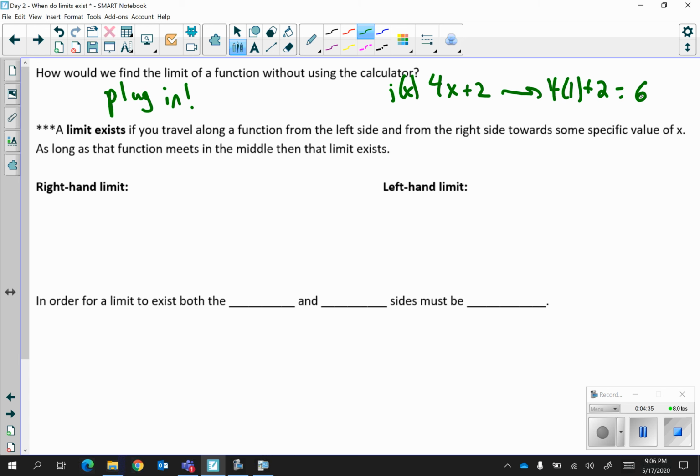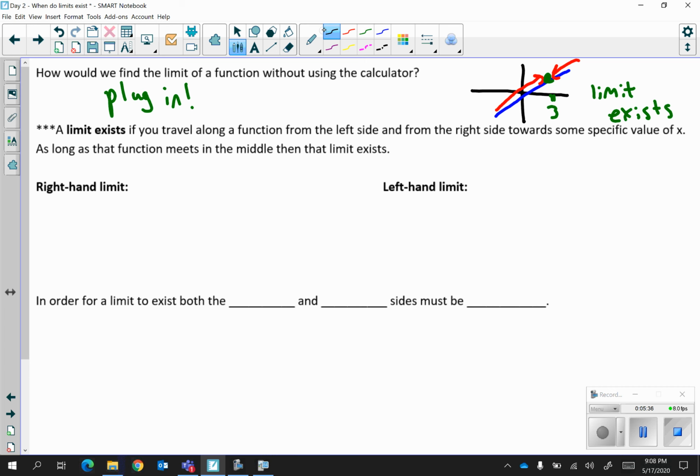Now, a limit exists if you travel along a function from the left side and from the right side towards some specific value of x. As long as that function meets in the middle, then that limit exists. So what that actually means is if you have a linear function like I do up top, let's say you want to find the limit at 3. We're going to look at the function as we come to 3 from the left, and as we go to x equals 3 as we come from the right. Now, when you actually get in the middle, you can see the left side and the right side are going to match up in the same place. Because they come to the exact same point, we can say that the limit exists.